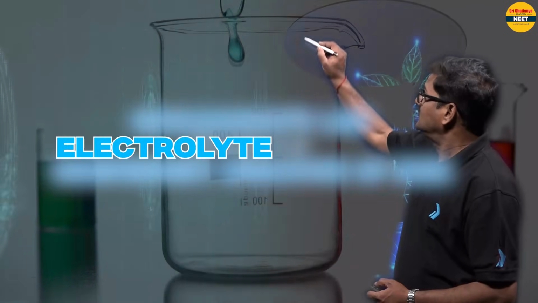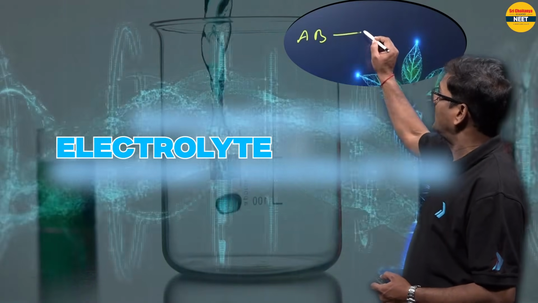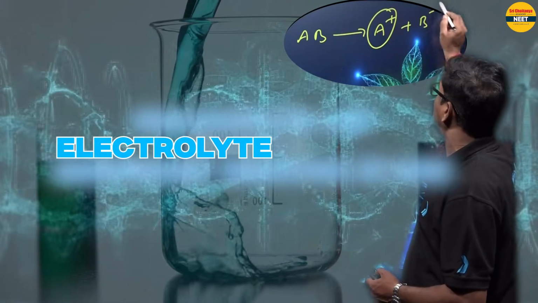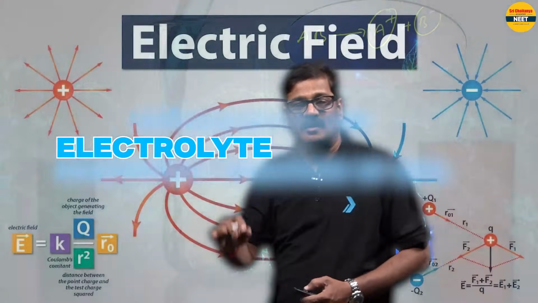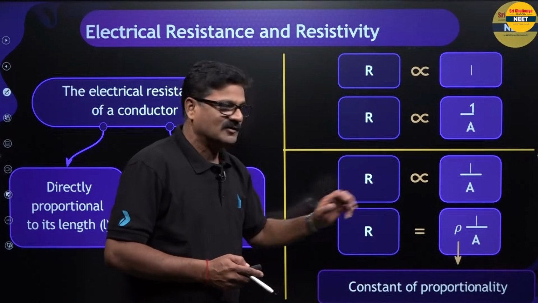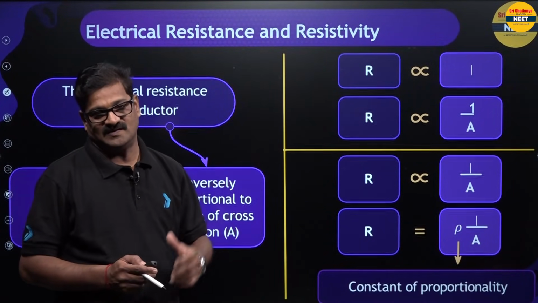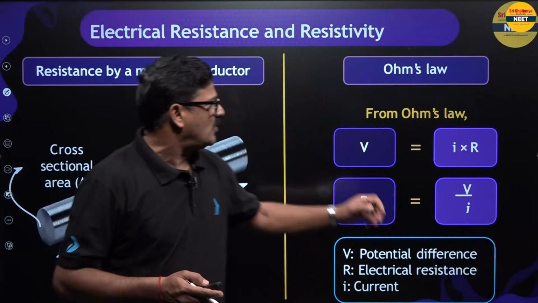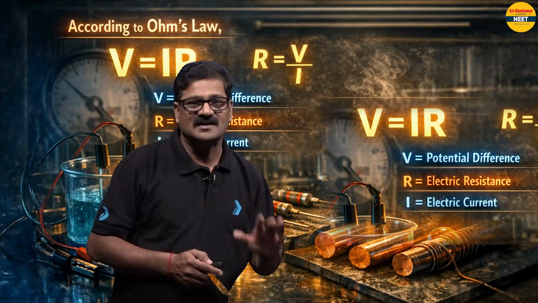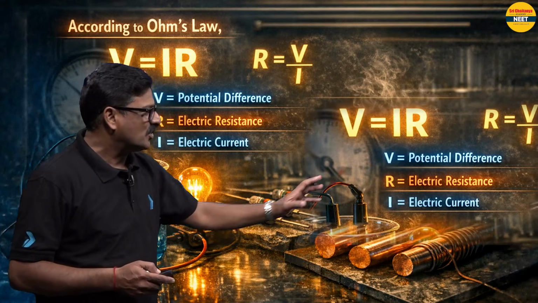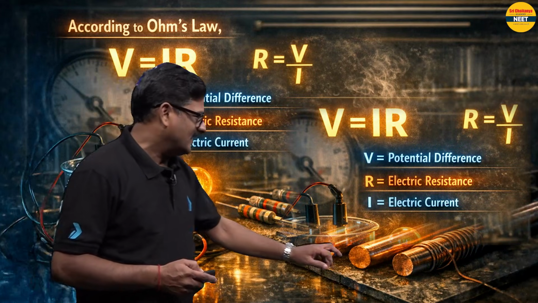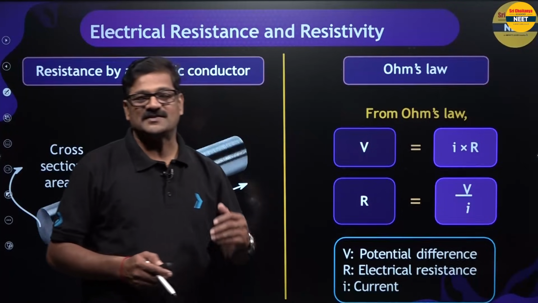An electrolyte AB is a substance that is going to ionise to give rise to A plus and B minus. These ions are responsible for migrating under the influence of some electric field. According to Ohm's law, V is equal to IR, where I is the current and R is the resistance. R is equal to V by I, where I is the current in amperes and electrical resistance is in ohms.